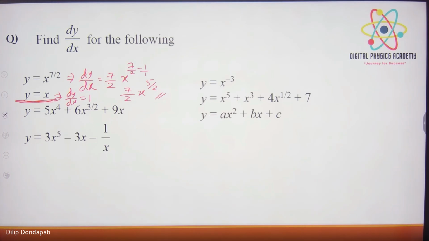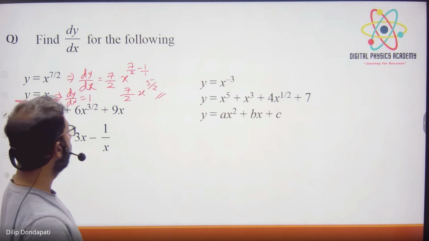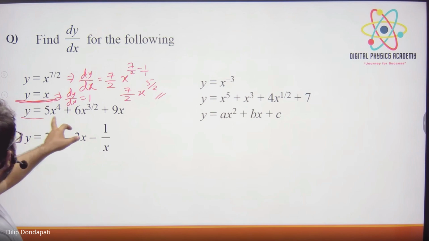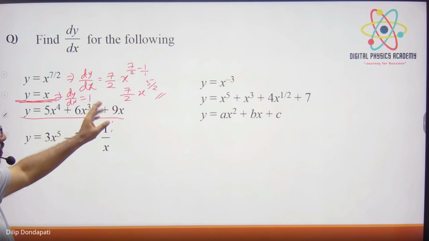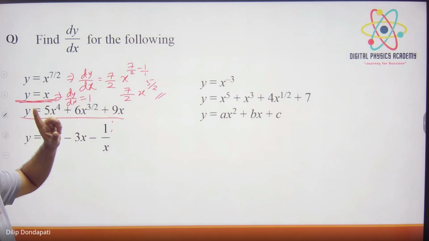Answer. Tell answers. 20x raised to 3 plus 9x raised to 1/2. Plus 9 will come? No, 0 will come? Why? 9 will come outside. Differentiation of x is 1. Yeah, plus 9 you will get.